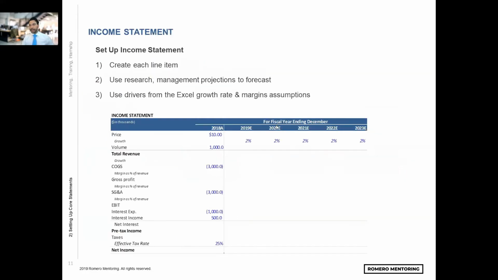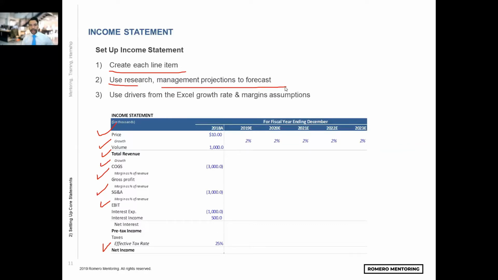And here is our exercise. This is the income statement template, okay? Notice that number one, in terms of first steps, will be create each line item, which we already have: price, volume, revenue, cost of goods sold, gross profit, SG&A, EBIT, all the way down to net income. Then use research management projection to forecast.